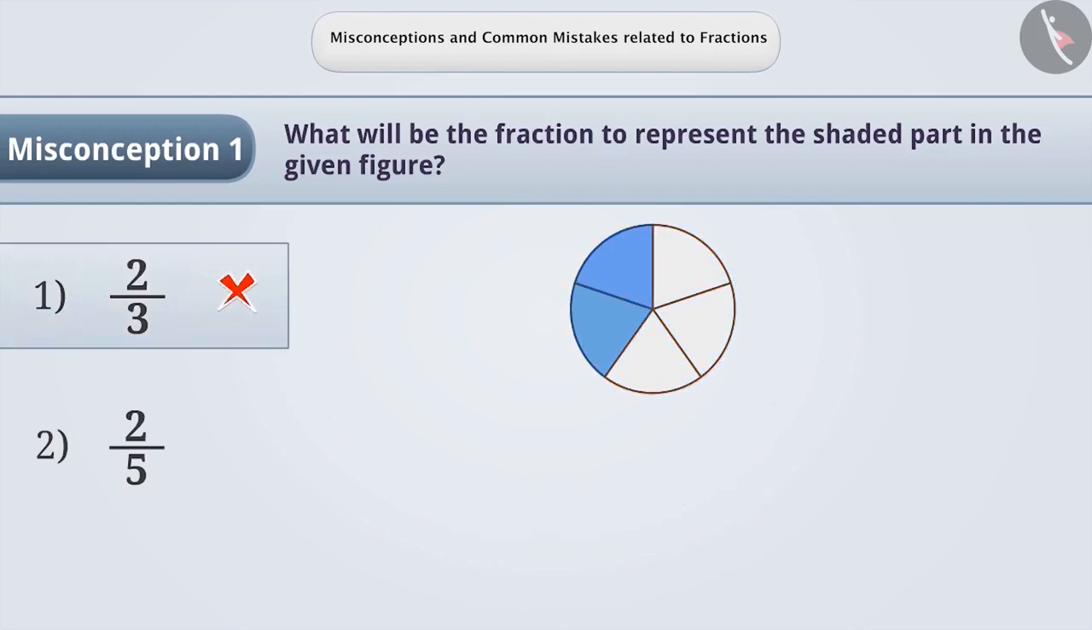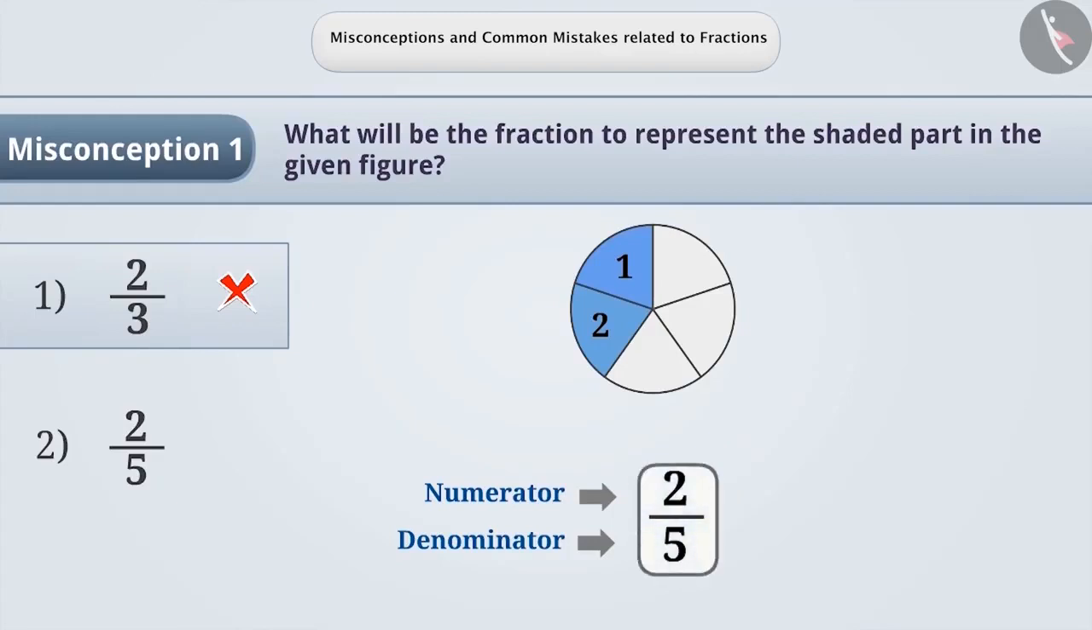It is important to understand that denominator corresponds to the total number of equal parts of a whole. In this case, 5 is the denominator. Similarly, numerator is the number of parts taken. Here, number of shaded parts is 2. This means 2 out of total 5 parts are considered. Therefore, the numerator is 2. In this figure, shaded part is represented by this fraction, that is 2 by 5. So option 2 is the correct answer.